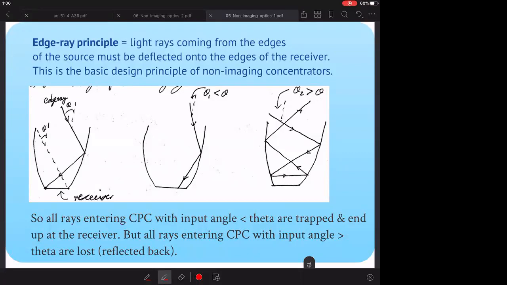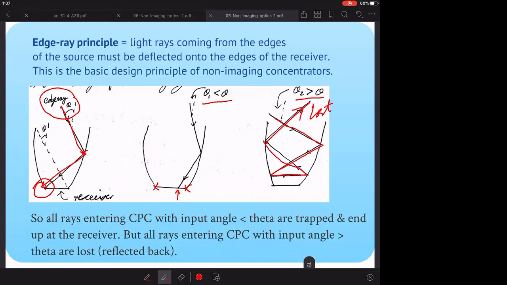Again, just to reiterate, the edge ray goes to the edge of the receiver. If you come in at an angle that's less than the edge ray, meaning the largest angle that you can collect, from the edge of the source, it will end up at the receiver, somewhere in between the two edges of the receiver. But if you come in at an angle that's larger than the edge ray, which means it's outside what the CPC is designed to collect, the light bounces around, and you can show it will eventually leave the system, so it's lost.